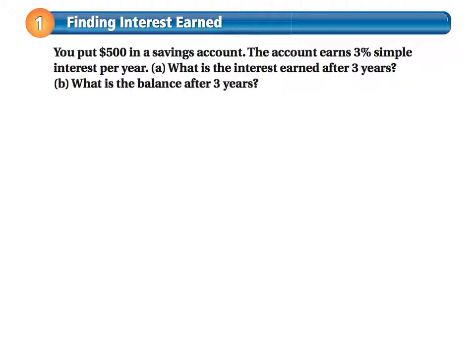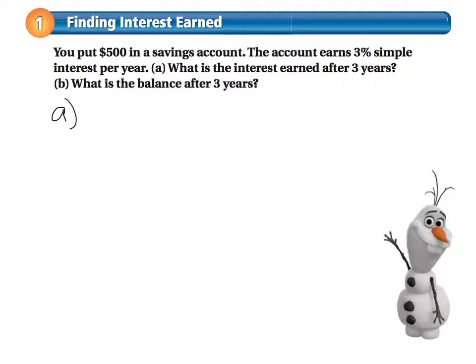Example number 1. You put $500 in a savings account. The account earns 3% simple interest per year. We're going to find two things. A, what is the interest earned after 3 years? And B, what is the balance after 3 years? So let's do A. I'm going to write down I equals P times R times T.